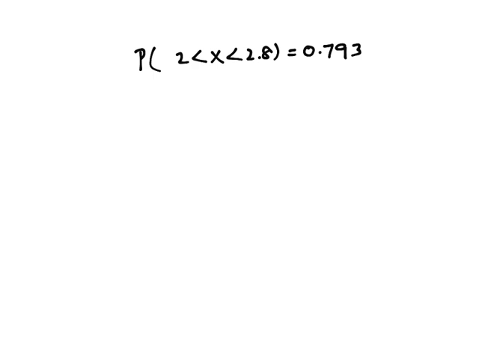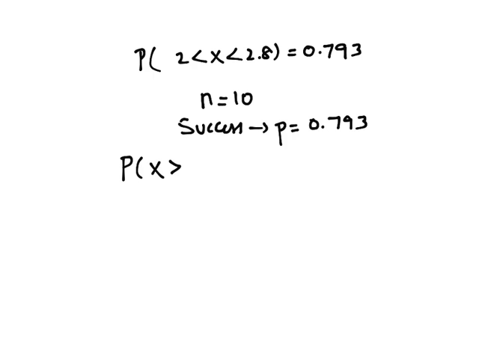So what you do is, here n is 10, the number of trials is 10. Now success is selecting a chicken whose weight is between 2 and 2.8, right? So definitely then p, the probability of success, will be 0.793. So I want to find the probability of X greater than or equal to 7, at least 7 chickens. So 7, 8, 9 or 10. So I can write it as 1 minus P of X less than or equal to 6.